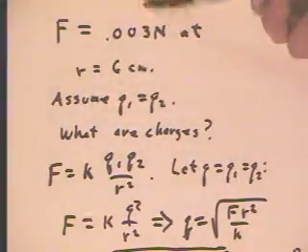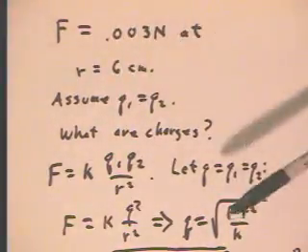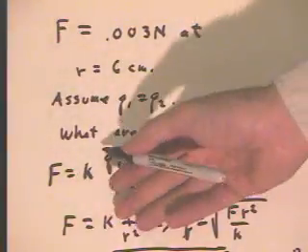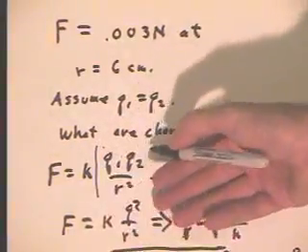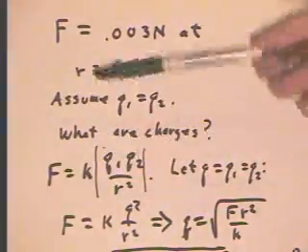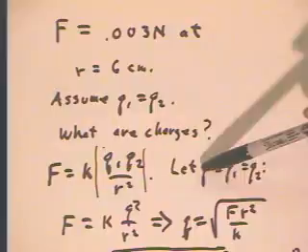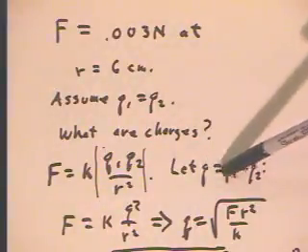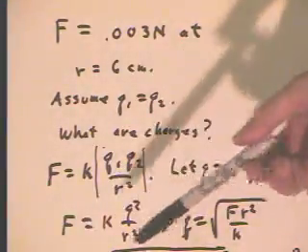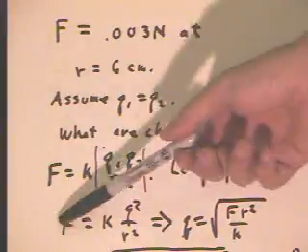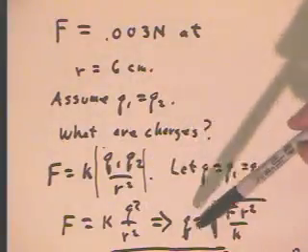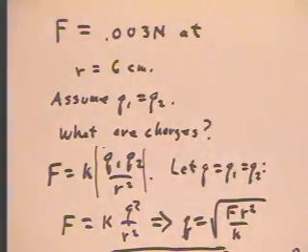But if we don't know that, and if we don't have a point of reference, we can assume that Q1 equals Q2, write F equals K Q1 Q2 over R squared, and again put the absolute value signs there. It doesn't make a difference for this calculation, but it's good form. If we let Q equal Q1 equal Q2, the common charge, then Q1 Q2 becomes Q squared. So we have K Q squared over R squared. Now if F equals K Q squared over R squared, we can easily solve for Q. We get Q as the square root of F R squared over K.